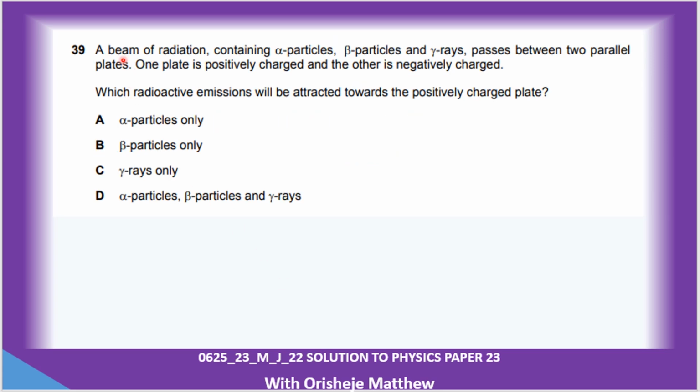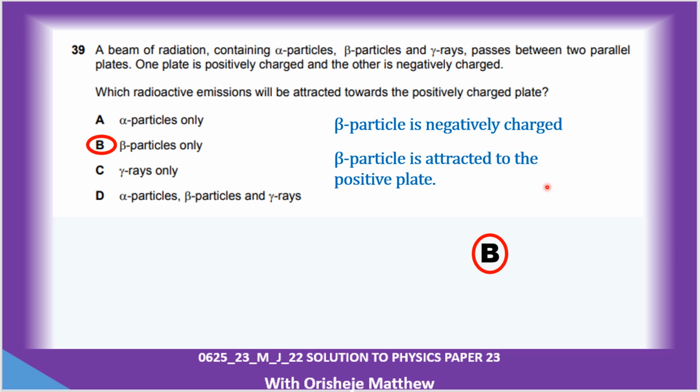39. A beam of radiation containing alpha particles, beta particles, and gamma rays passes through 2 parallel plates. One plate is positively charged and the other is negatively charged. Which radioactive emission will be attracted towards the positively charged plate? It is a particle that is negatively charged, which is your beta particle. So beta particle is negatively charged, so it is attracted to the positively charged plate.